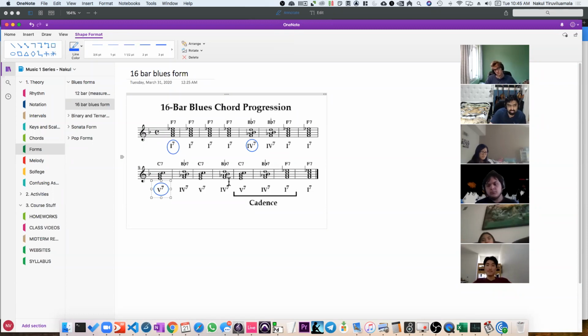Okay, so it's 16 bars. Let's see. I'm going to simplify this in a way that doesn't have as many chord changes.